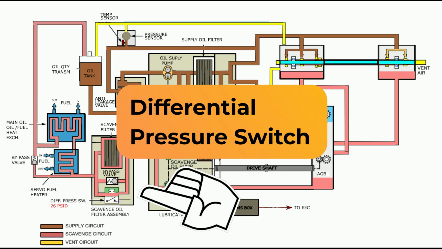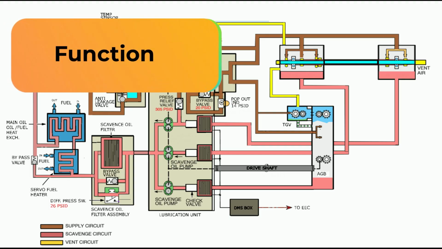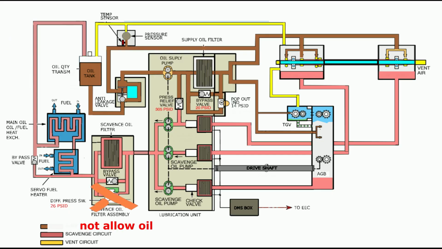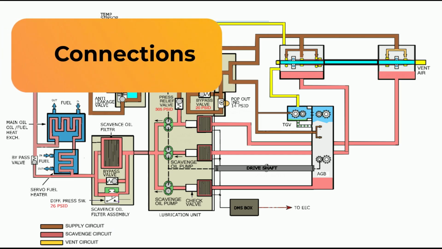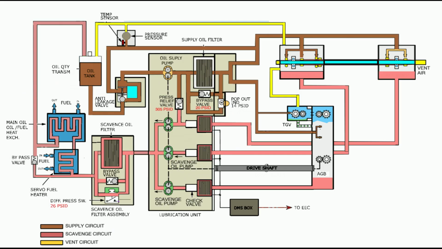Differential pressure switch. The oil filter utilizes a differential pressure switch, which is a snap-action, pressure-sensitive switch. Function. The pressure switch is strictly a sensing and warning component. It does not allow oil to flow through its internal body. Connections. The high-pressure side of the switch is connected to the inlet of the filter housing, while the low-pressure side is connected to the filter outlet tube.